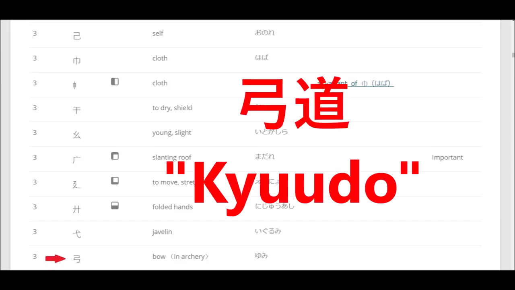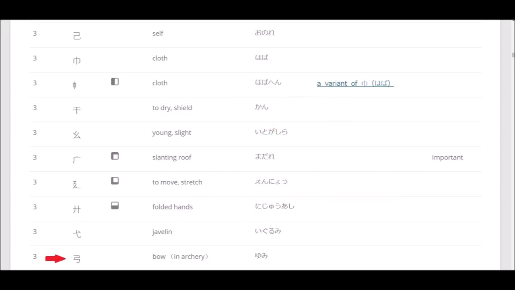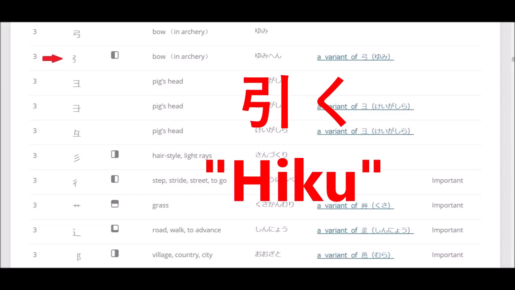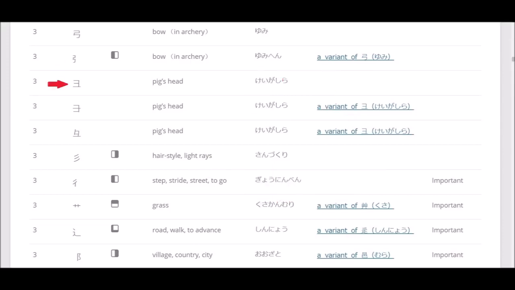So kyudo, this yumi kanji is the kyudo. And as you'll see, it's also a radical in the kanji for hiku, which is to pull. So kind of like when you're pulling on an arrow. So see how these radicals kind of make sense with the kanji? Then you got keigashira, which is pig's head, and keigashira, which is pig's head. If you look very slightly, you'll see a difference in the lines. Like on the first one, the bottom line extends slightly to the right, and in the second one, the middle line extends slightly to the right.